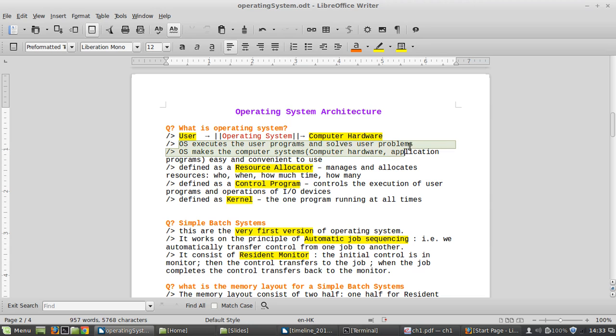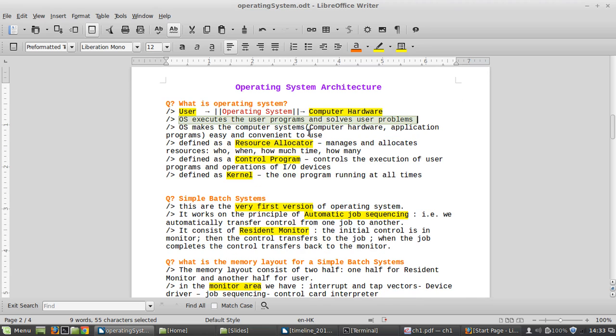So the operating system executes the user programs and solves user problems. All the user problems are solved here, including execution of programs. Everything is done. Overall, the operating system makes the computer system easy and convenient to use. As I already stated, it is always trying to make accessing or using the computer hardware very easy and convenient for the user. It makes the system user friendly.